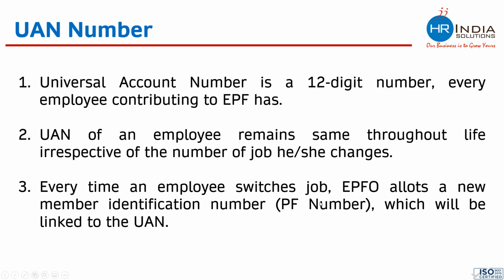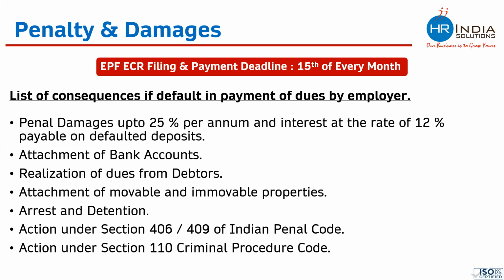Every time an employee switches jobs, EPFO allots a new member identification number that we also know as PF number, which will be linked to the UAN. So UAN remains the same, but the PF number changes from company to company. Right? These are some features of the UAN number, and now these are the penalties and damages.